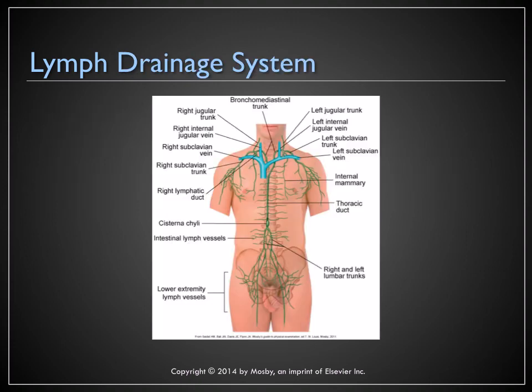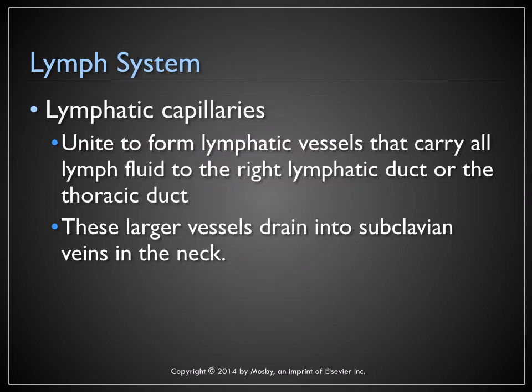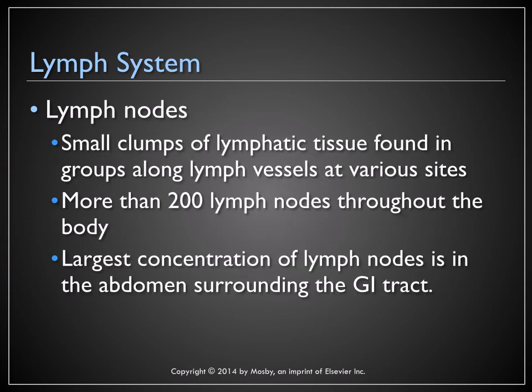This is a picture of a lymph drainage system. You can see it's almost all over the body. You can see it's going into the groin area, it's going under your armpit, towards your neck, so it's all over, spread out. And lymphatic capillaries unite to form lymphatic vessels that carry all lymph fluid to the right lymphatic duct or the thoracic duct. These larger veins will then drain into subclavian veins in the neck.